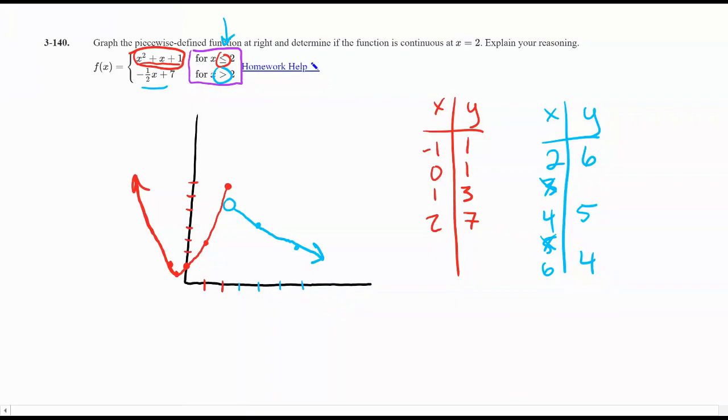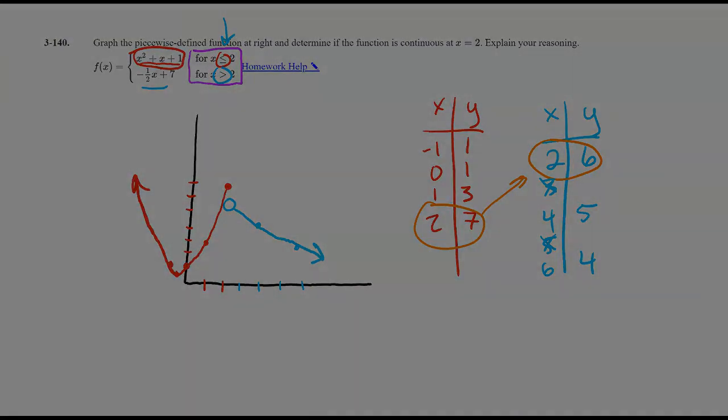And so now what I notice is that this is not a continuous function because my puzzle pieces don't match up. When I plug in 2 to the left side and I plug in 2 to the right side, they don't equal the same thing.